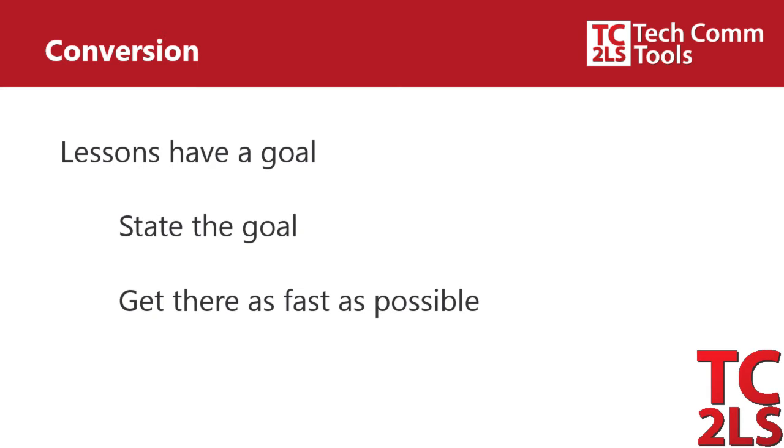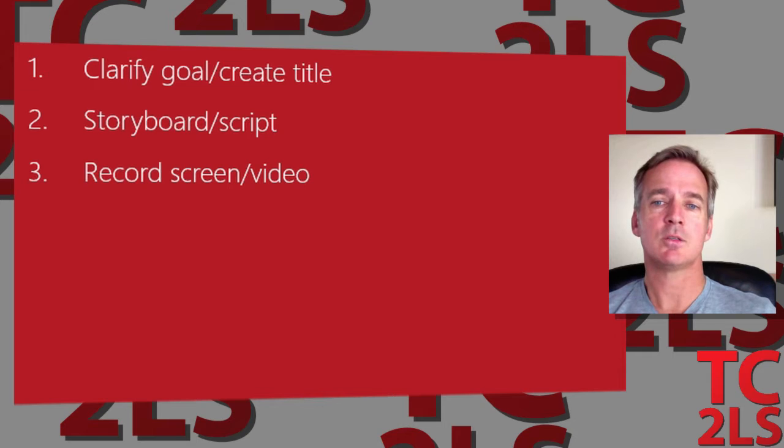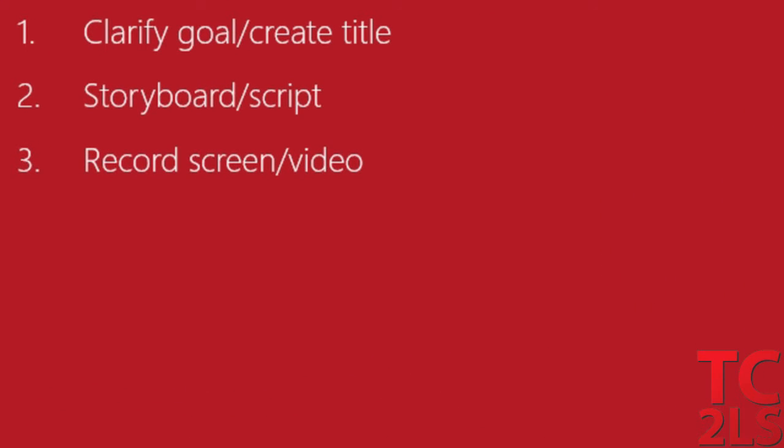Create a 2-minute video that establishes and meets your goal, and if you can get it done in less time, do it in less than that. When creating screencasts, you want to take your time in doing the first few steps. That is getting the goal and the title squared away, writing the script, and then physically recording the video.